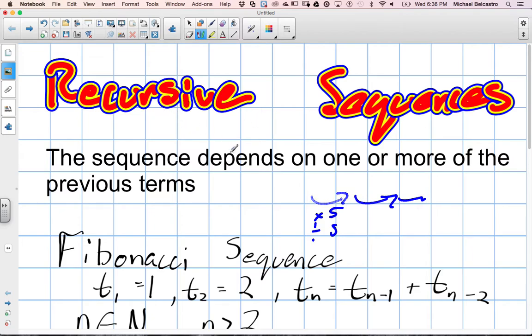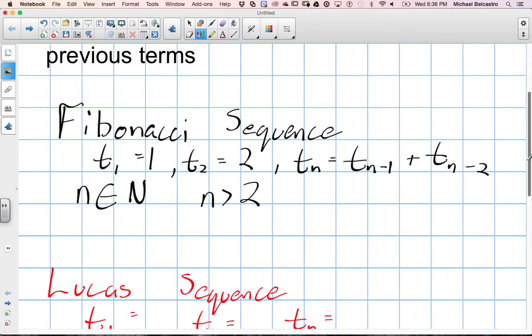But in a recursive sequence, that's not the case. The increase or the decrease in increments is not a constant value, whether it's multiplying or dividing. We're moving up by previous terms, so it becomes more and more important. So it changes a little. The Fibonacci sequence is how this is defined. They tell you what the first term is and the second term, and you need both of these terms in order to carry out the formula they've given you.